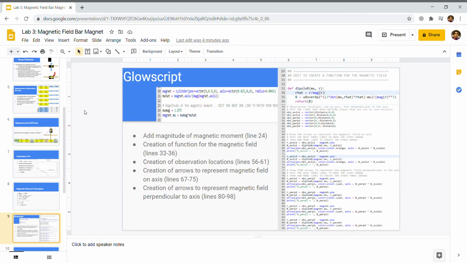Now I have my calculations here for the computational model. First, we use that magnetic moment just calculated and added into the code in line 24. Then you can go to the right of the screen. We have the creation of the function for the magnetic field in lines 33 through 36. And then we have our creation of observation locations in lines 56 through 61. And then we create arrows to represent both our magnetic fields on axis and magnetic fields perpendicular to the axis.